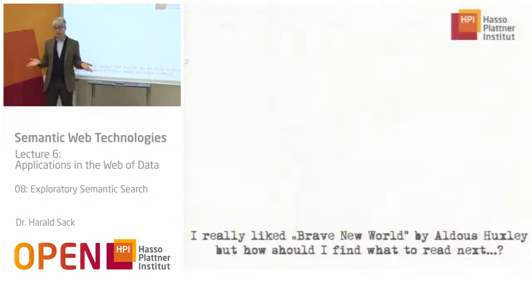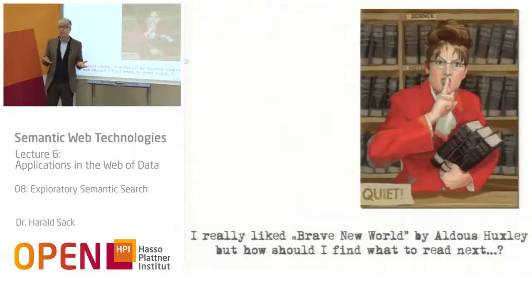Just imagine you really liked reading Brave New World by Aldous Huxley, and now, what should you read next? Something similar, of course. But how do you phrase this in a search engine? In the library, it was quite simple. You went to the friendly librarian, who could give you the answer because she knew all the books and the topics and the content of most of the books. Maybe she's not there or has no time, then you might have a problem.